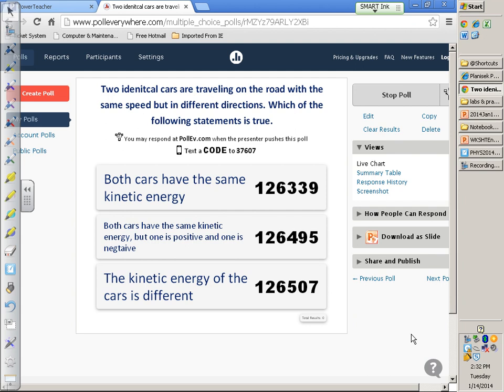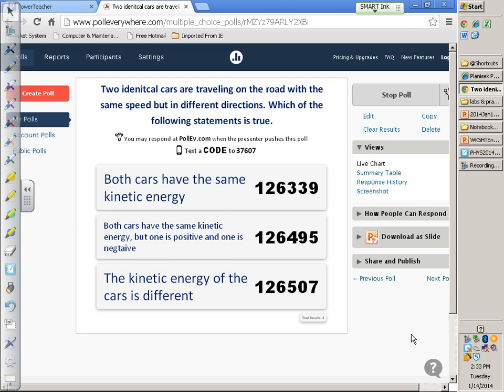Both cars have the same kinetic energy, or both cars have the same kinetic energy but one is positive and one is negative, or the kinetic energy of the cars is different. So this question, like I said, isn't on your sheet, but it's related to one of the ones on your sheet. Two identical cars are traveling on the road in different directions at the same speed.